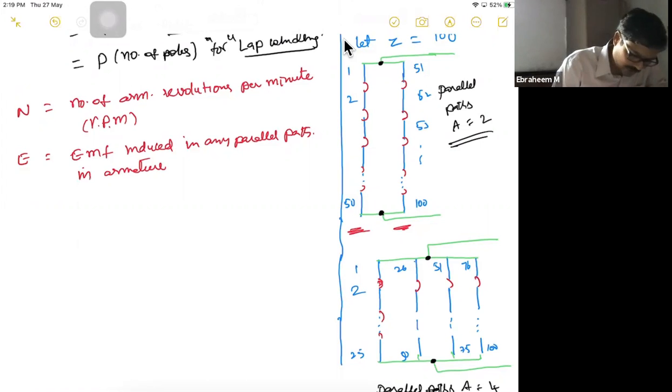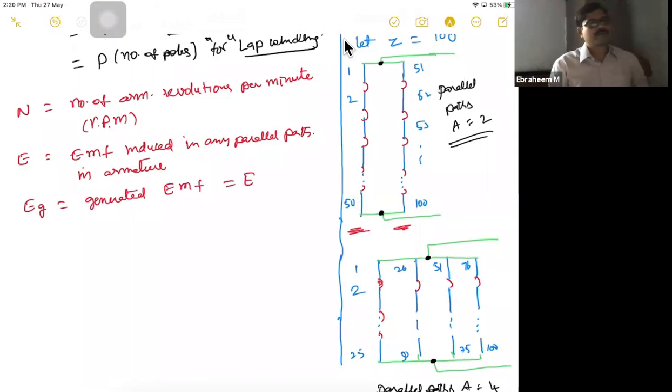This is also called EG. E suffix G is equal to the generated EMF, that is also equal to E. Next, we are now going to derive the equation. So let's proceed now.